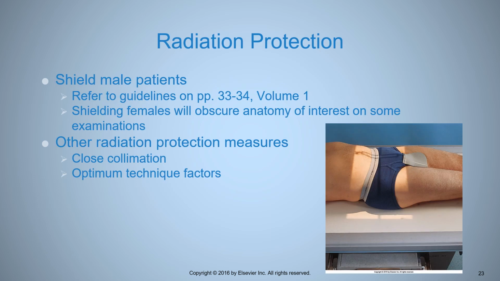Radiation protection. Male patients can be shielded with a contact shield, okay? Because the reproductive organs of the male are outside of the bony pelvis. For females, reproductive organs are right in front of the sacroiliac joints, approximately, okay? And so you don't have the ability to shield your female patients for pelvis and hip exams. Okay? The contact shield, as is shown in this picture, is available for your male patients. Check with your facility protocols.